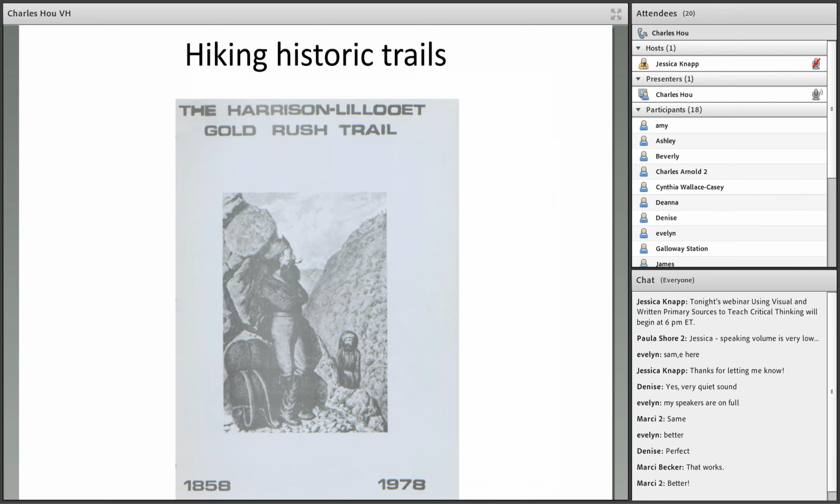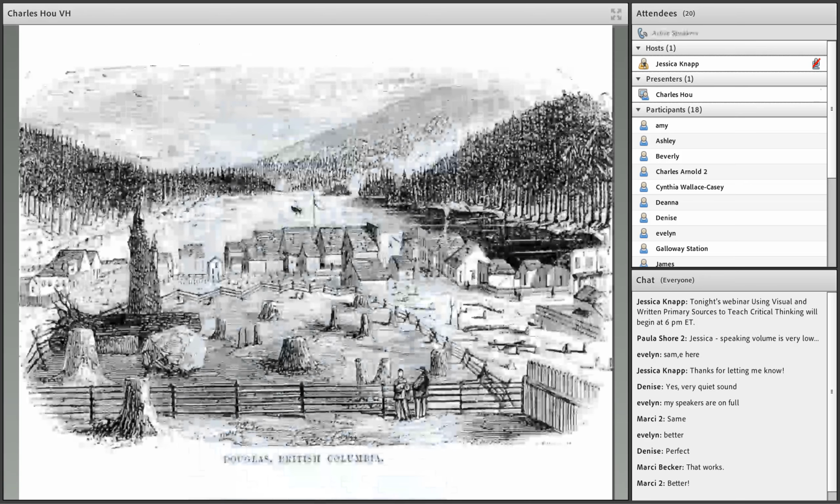Another idea I came up with was hiking historic trails. Harrison Lillooet, if you look back at the diagram, physical remains are an important part of learning history. And about 30,000 people all hiked this particular trail during the gold rush. And so I thought, well, that would be a good idea. Why don't we do it?